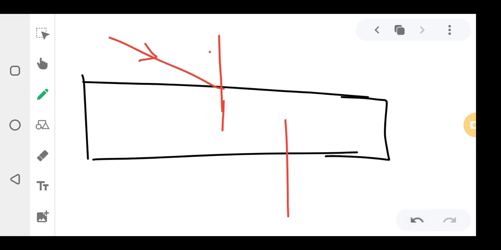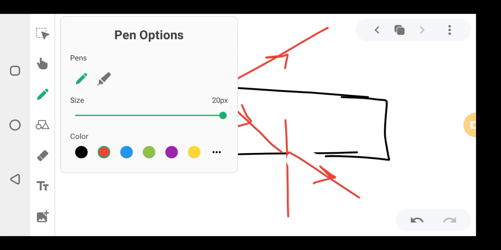Incidence ray, reflected ray. This is the reflected ray, and then this layer of light comes here, as I said. This is the refracted ray, and then when it reaches here, this other ray, this side, is called the emergent ray. Okay, emergent ray.